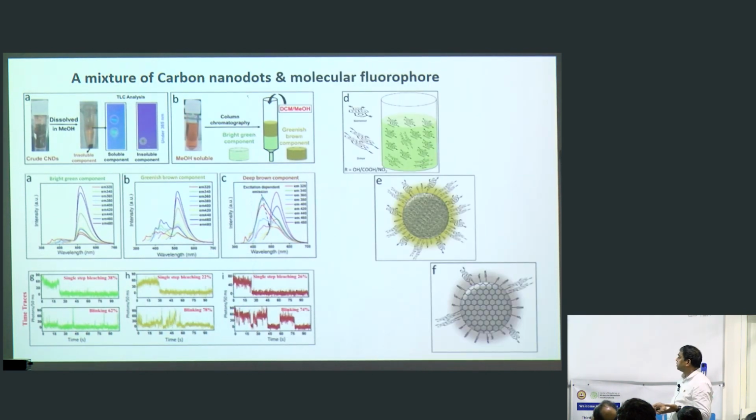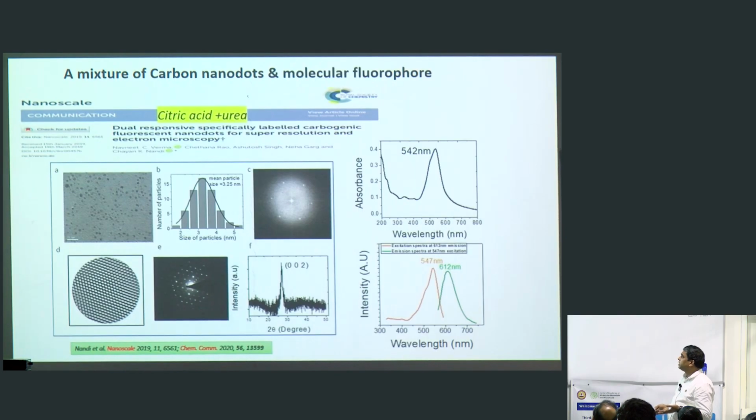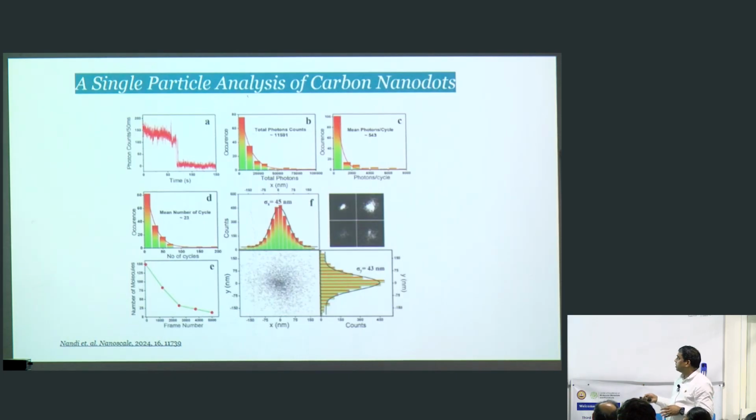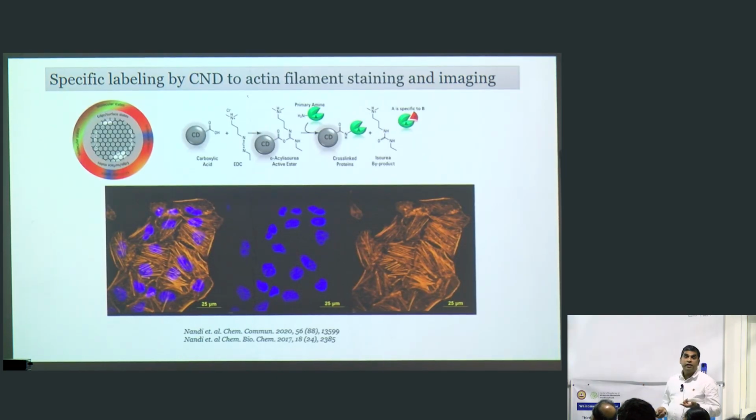So anyway, what we did here was all those procedures, and then finally we got very nice carbon nanodots with emission at 612 nanometer. We did a single particle study as well to understand the photon behaviors, and then finally we did simple click chemistry, where we ended up with this carbon dot with the actin filament.